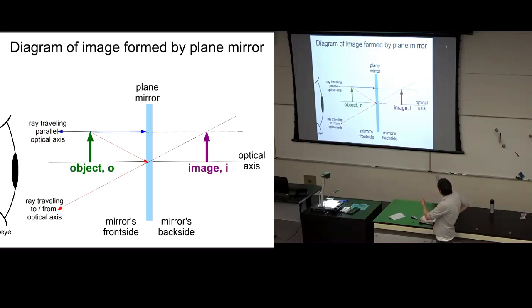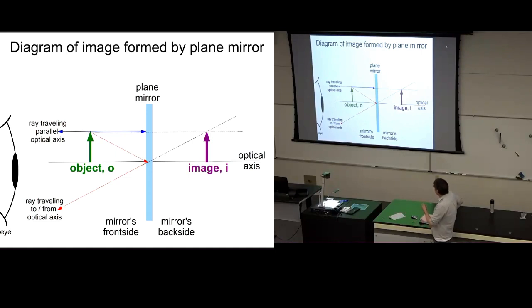This axis here, this horizontal line here, is just an imaginary line. It's just a helpful line. We give it the name, the optical axis, and it just passes straight through the mirror, perpendicular to the mirror's surface. So it's just a helpful tool for us.